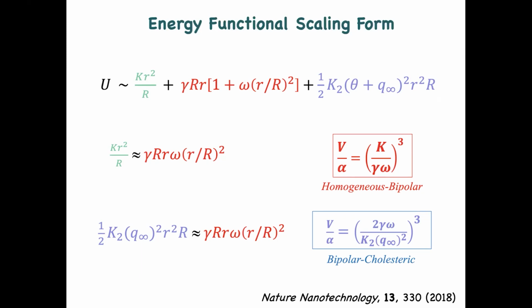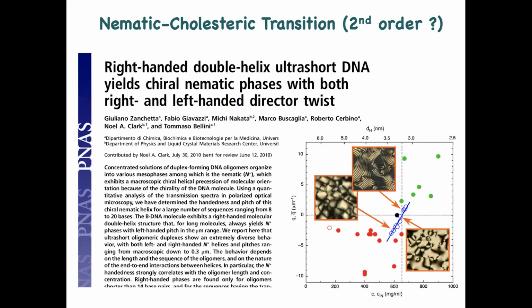And one of the reasons that it took me so long to publish this paper, there are many reasons for that, but one of the referees was saying there is no bipolar to cholesteric transition. They are both nematic. One is the twisted form of the other one. There is no such transition. But in fact, with a lot of battle, we could convince the referee that there is this transition.